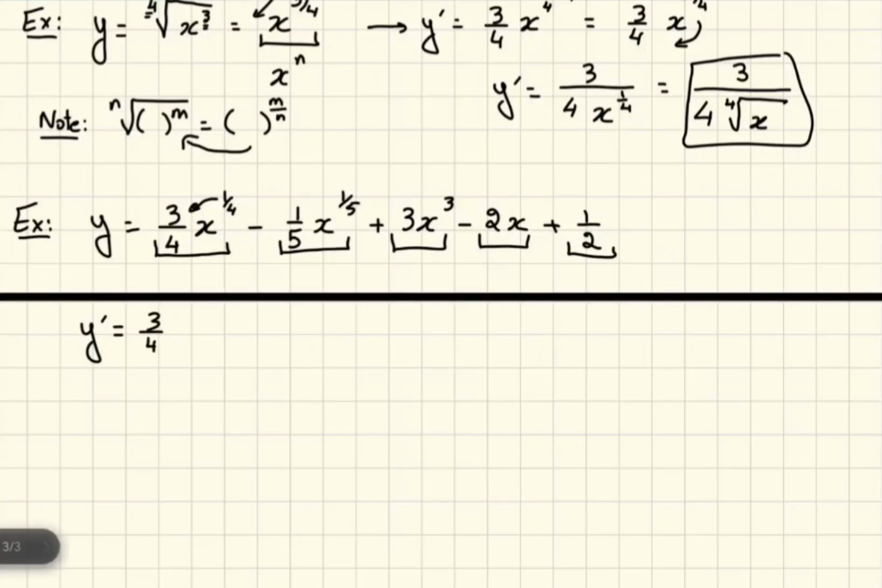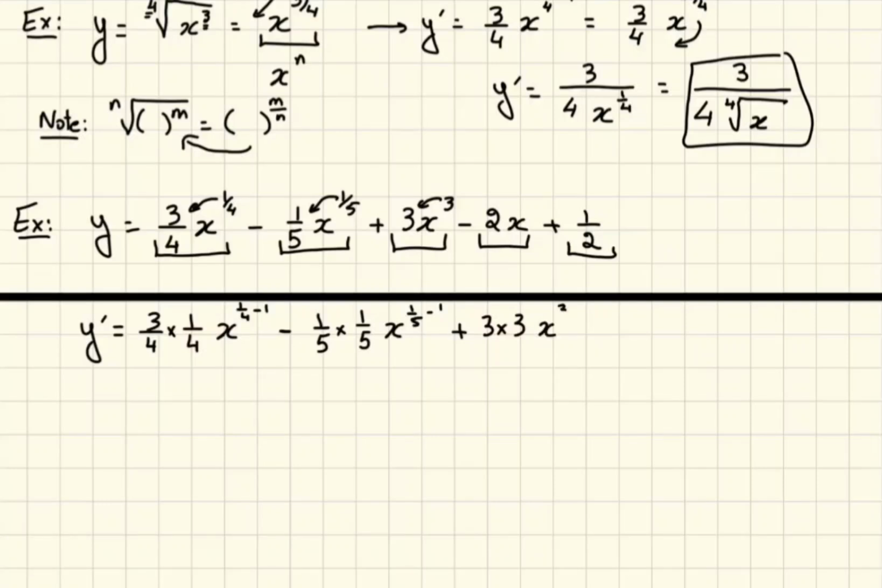3 over 4 multiplied by 1 over 4. I take the 1 over 4 down. X exponent 1 over 4 minus 1, minus 1 over 5. Now I need to take this 1 over 5 down. We'll multiply by 1 over 5. X exponent 1 over 5 minus 1 plus the 3, we need to take it down and multiply to the 3. Get 3 times 3, which is 9. I'm just writing step by step. If you know how to do it in one step, that's totally fine.